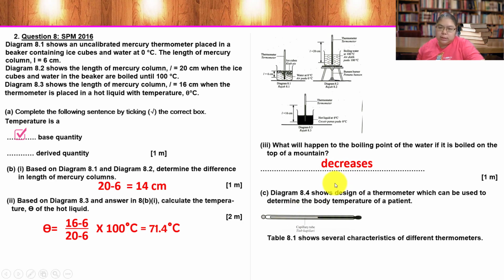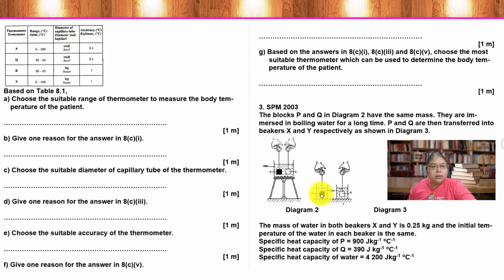Okay, let's see the C. That's 8.4. They show the design of the thermometer we can use to determine the body temperature of the patient. So from here they show several different characteristics for the thermometer. Okay, now the table they give you PQRS. The range 0 to 100, 30 to 45. Then two types only for the diameter of the capillary tube, small and big. Accuracy 0.1 and 1.